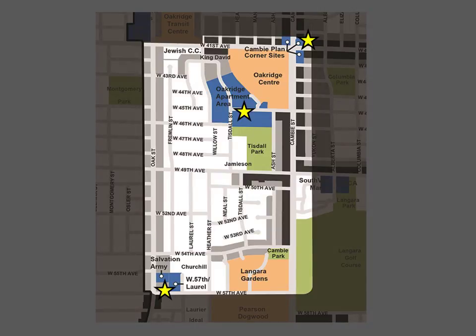For this workshop, there are 3 unique sites. You can see them in blue on the map marked with a yellow star. The first one is the 3 corners at Cambie and 41st Avenue. The second one is the Oak Ridge apartment area just southwest of Oak Ridge. And the third one is the Salvation Army and West 57th and Laurel precinct located at Oak and 57th Avenue.